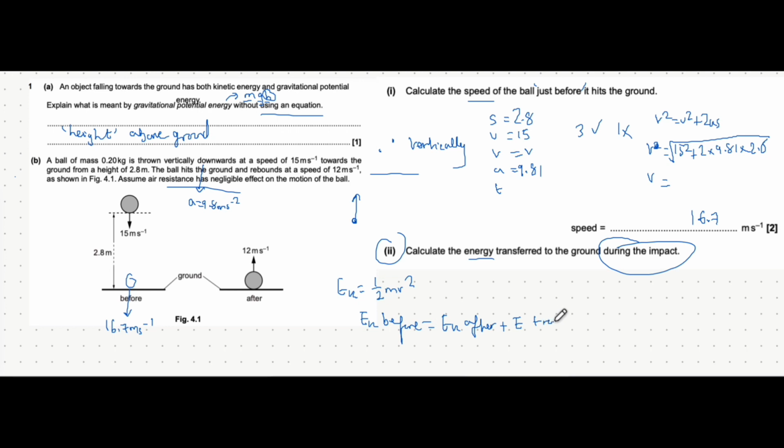I think these are the most difficult types of questions to spot in A-level physics because they come up pretty randomly, just like they did here.